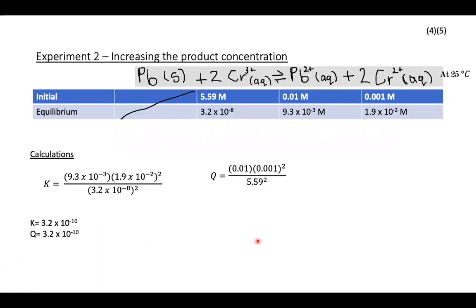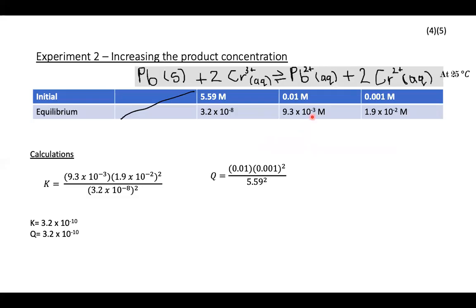So here we have experiment 2. We have a lot of starting material in the initial and very little product, as you can see. This is a bit different from what we've had before. Plugging this into the equation, the reaction quotient, we come up with a quotient of 3.2 times 10 to the negative 10.